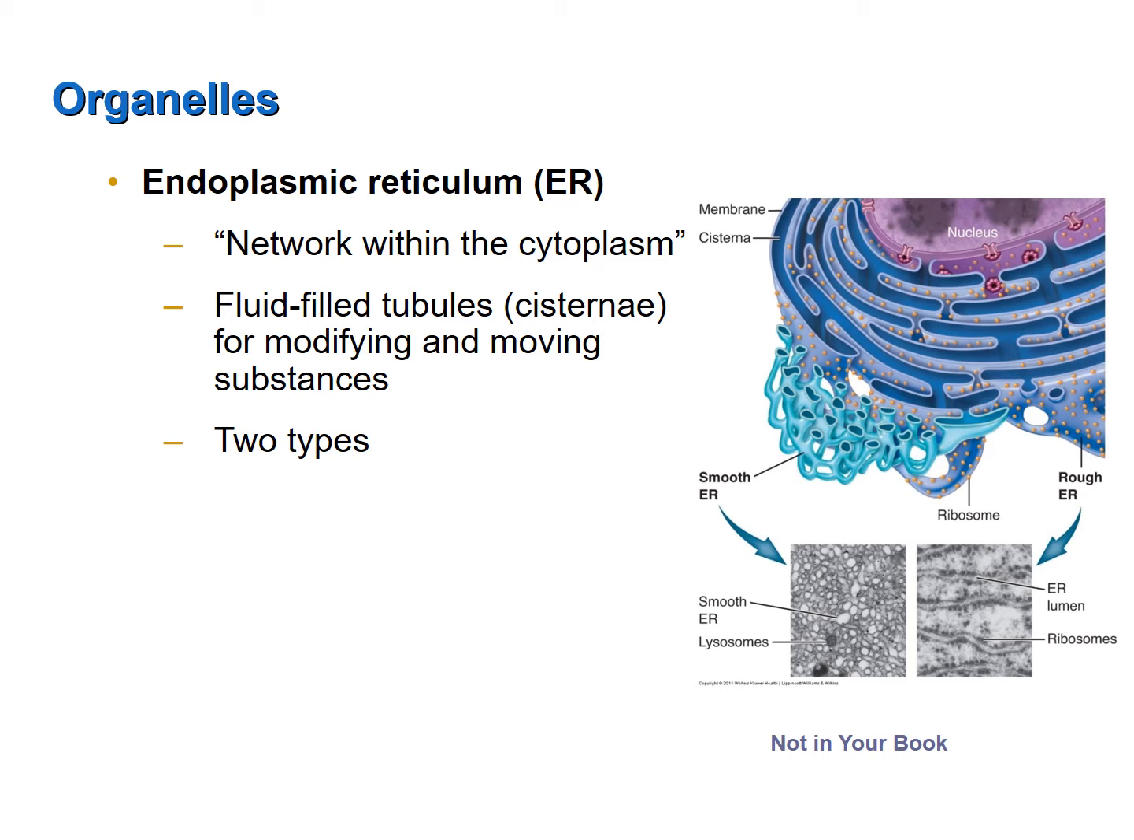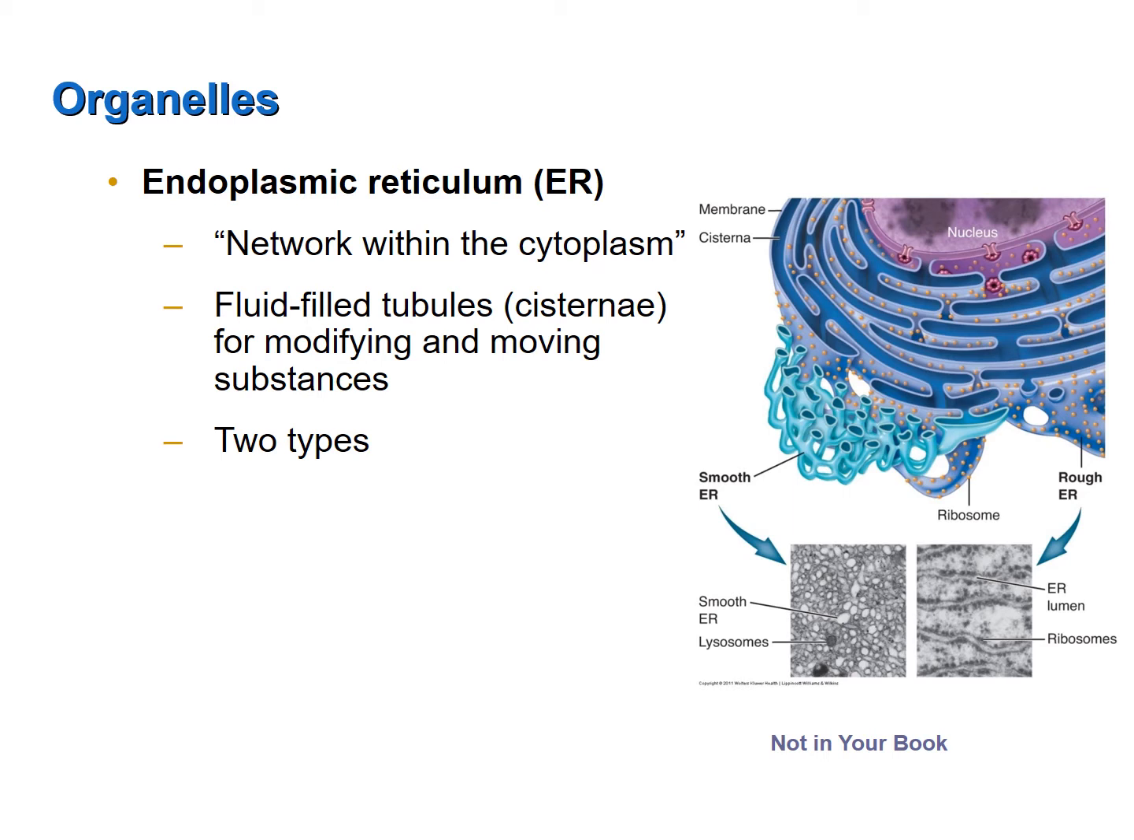A very important organelle of the cell is the endoplasmic reticulum. Endoplasmic reticulum literally means network within the cytoplasm. The endoplasmic reticulum consists of fluid-filled tubules called cisternae, which allow substances to be modified and moved throughout the cell.